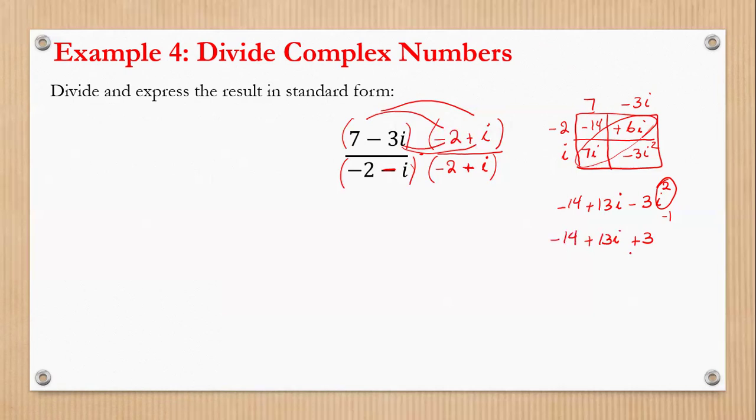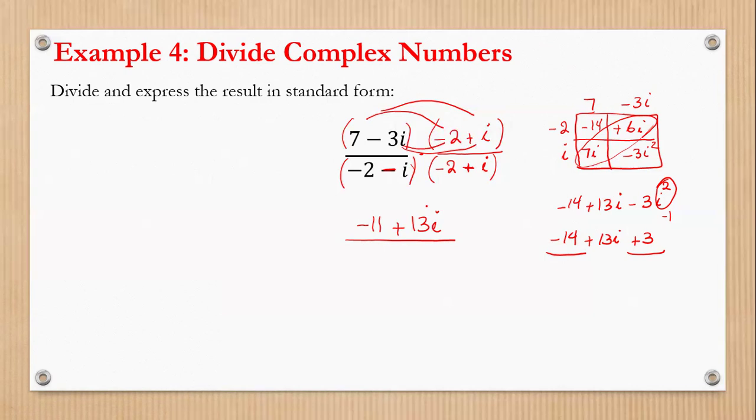Now I see that the -14 and +3 are like terms. I can combine them. So I get -11 plus 13I on the numerator. You have to do the same for the denominator.